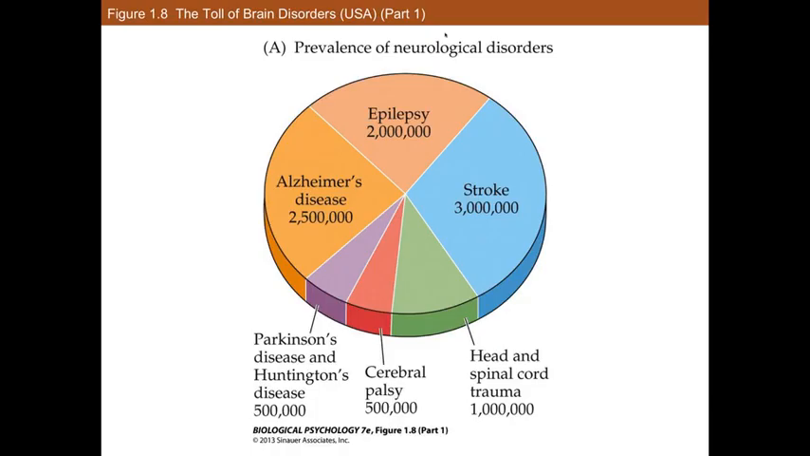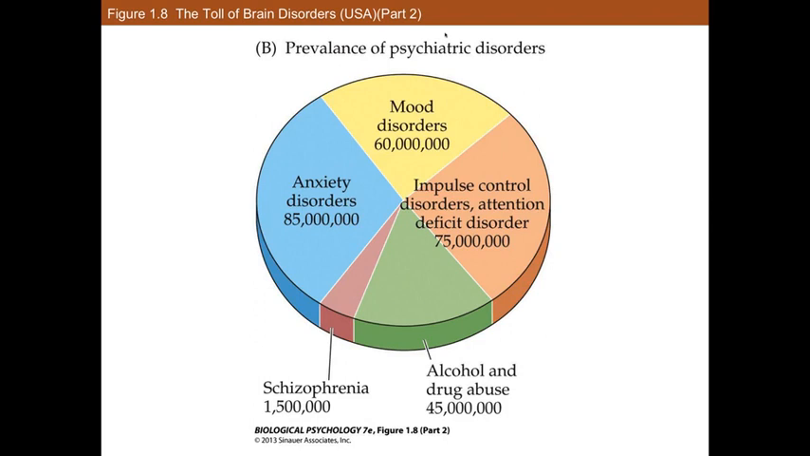So here are just some estimates of prevalence of neurological disorders, so you can get some idea of it. There are 2 million people with epilepsy. Alzheimer's is 2,500,000. A lot of people have strokes also in the U.S. Parkinson's disease, Huntington's disease, cerebral palsy, and head and spinal cord trauma are also big problems. Psychiatric disorders, again, huge numbers here. Alcohol and drug abuse, 45 million. Anxiety disorders, 85 million. So this is something where a lot of good can be done by treating people.